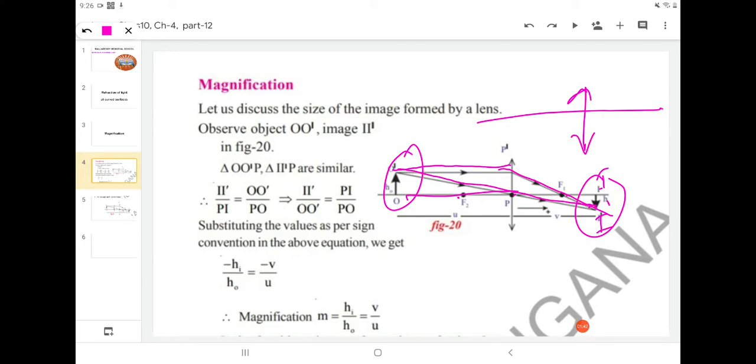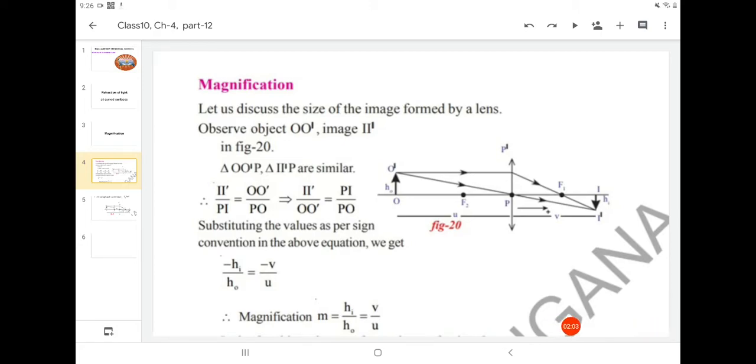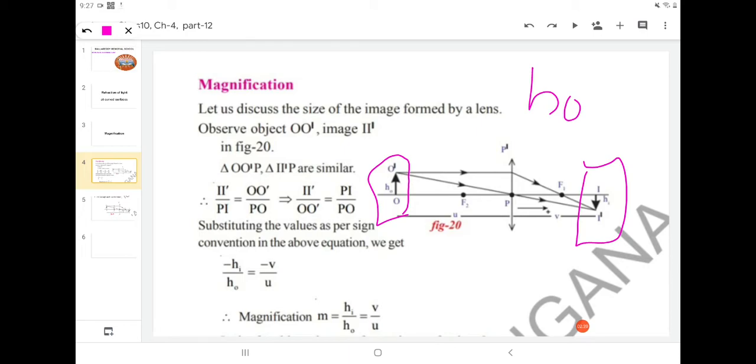Here, from the pole to the object, the distance is known as object distance, and from the pole to the image, P to I, the distance is known as image distance. Here O' is the object height and I' is the image height. We can take these as HO and HI, the object height and image height.